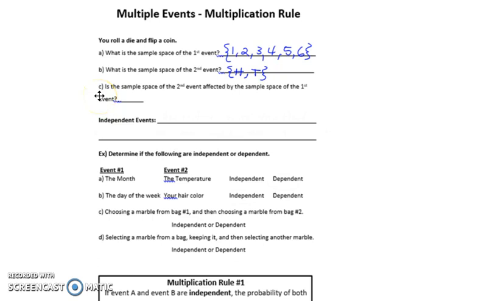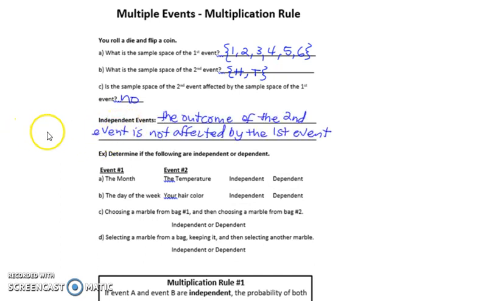Is the sample space of the second event affected by the sample space of the first event? And that is a no. Whatever I get on my die is not going to change or affect what I get on my coin. So this is an example of independent events. The outcome of the second event is not affected by the outcome of the first. They're independent of each other.